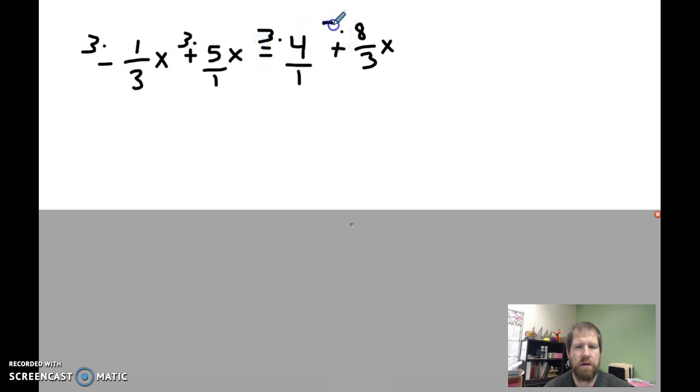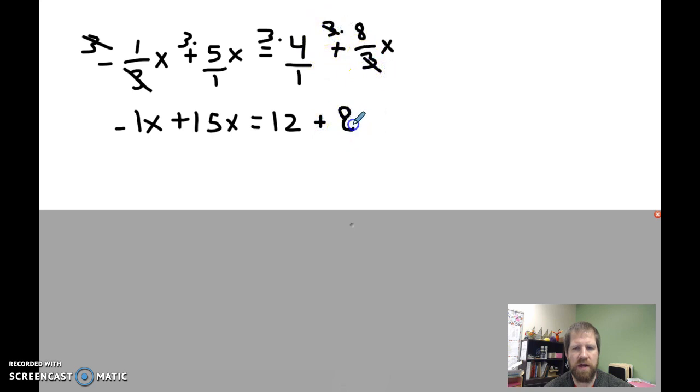3 times 3. These cancel, so I have negative 1x. 3 times 5 is 15x equals 3 times 4 is 12, plus these cancel, and I have 8x.